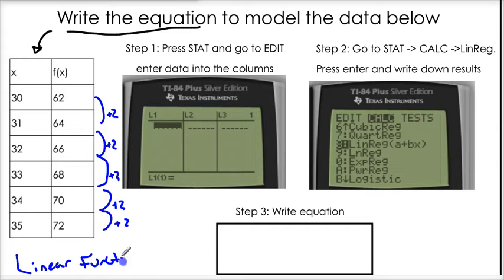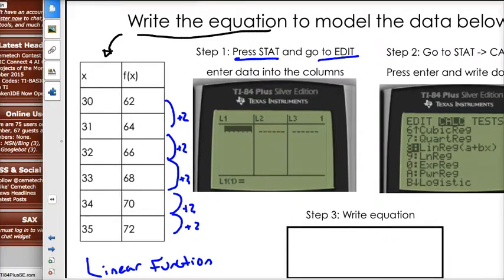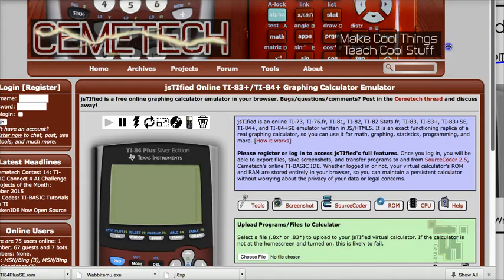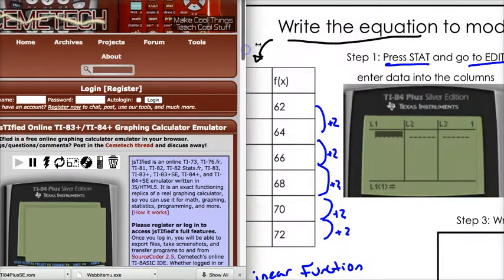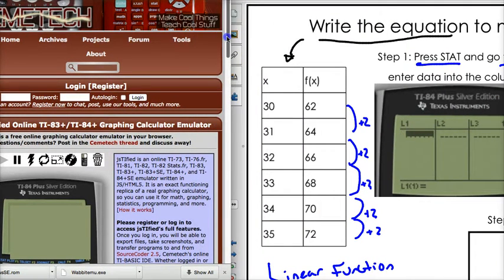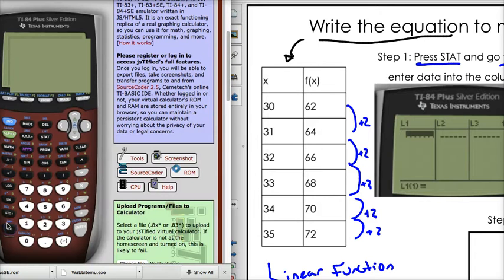All right. Now that I know it's linear, there's a way in the calculator to write the equation. So I'm going to take you through this step by step. Step 1, you're going to press Stat and go to Edit, and you're going to enter this data into the columns. Let's do that together. So take out a calculator right now, and I'll show you how it's done. Here's our trusty calculator. Let's just get the important stuff, the calculator. So now we've got our data and we've got our calculator. So follow along. Turn your calculator on.